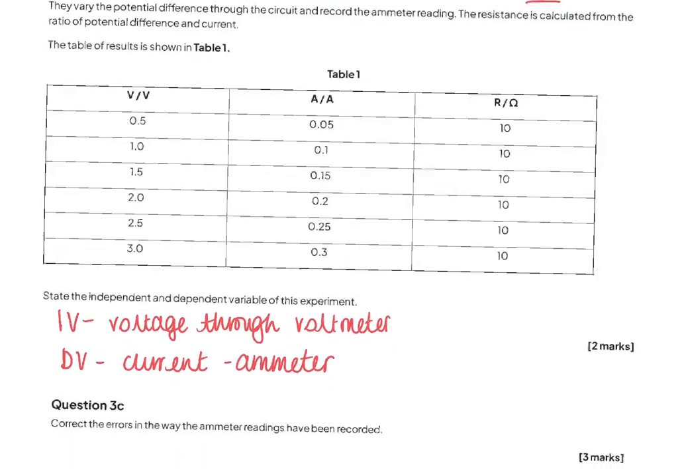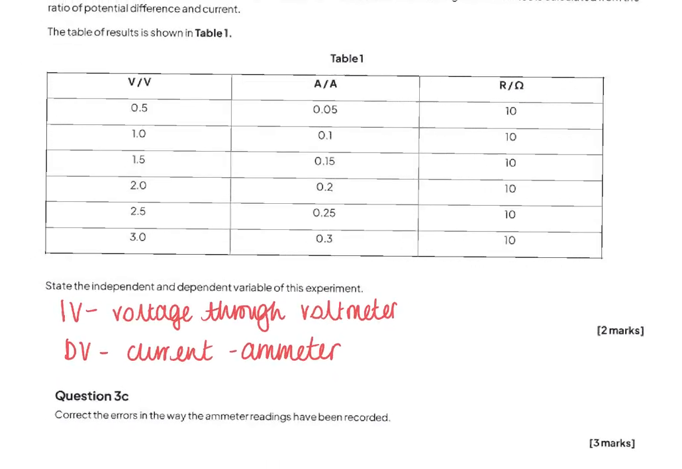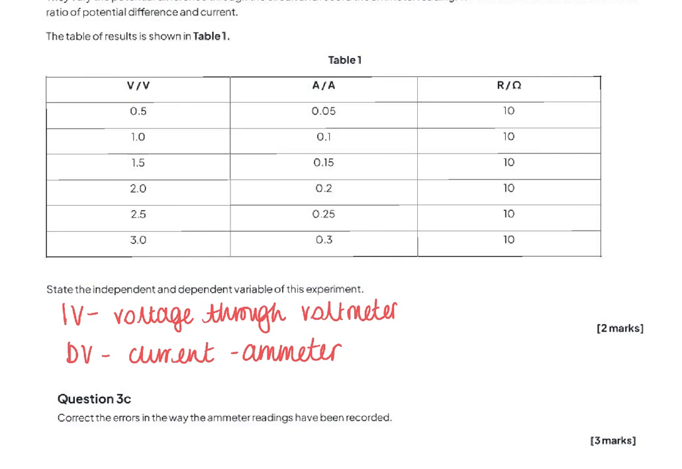Question 3C, correct the errors in the way the ammeter readings have been recorded. If you have a look at this table, everything here is to two significant figures, and everything here is to one significant figure technically. In this column, our ammeter one, it is a little bit inconsistent. So we're going to do each one to two significant figures. I can see that this is a precise enough ammeter, and it does tell us up here 0.01 amps. It has a strong high resolution. We can measure it correctly to those two significant figures.